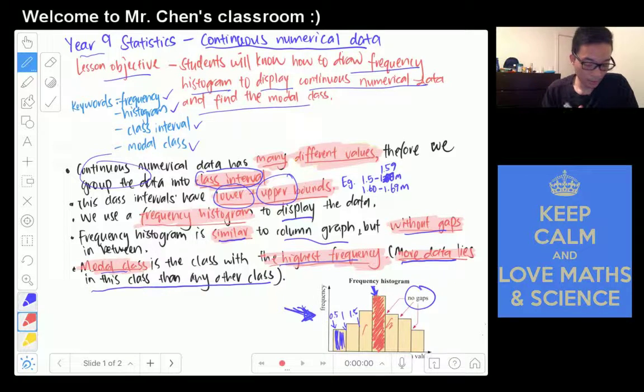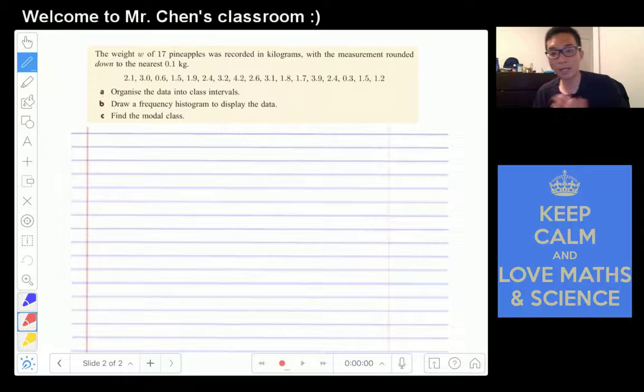Let's move to the next page. Next we have to draw a frequency histogram, and I'm going to show you how to do that. If you want to give it a go, you can pause the video and try it yourself. Okay, let's begin. The question is: the weight W of 17 pineapples was recorded in kilograms, with the measurement rounded down to the nearest 0.1 kilo.